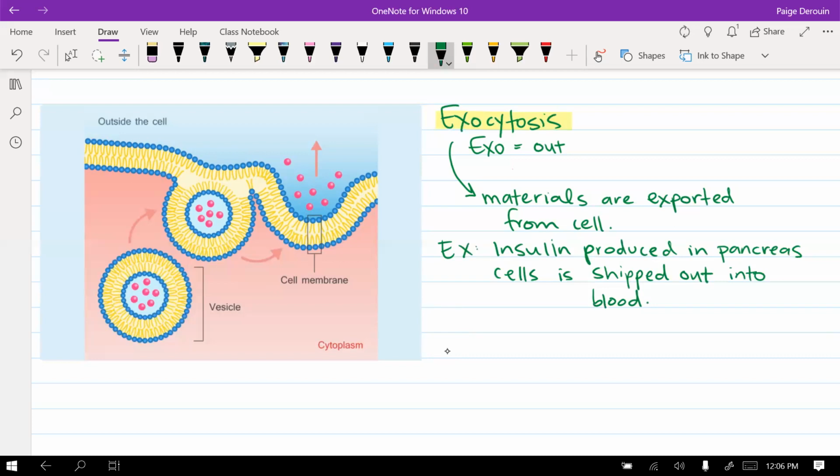So these abilities to transport large amounts of things are really important for keeping your cells functioning, whether they're eating or they're releasing products they made, or maybe they're releasing waste. We didn't really talk about that, but they could be.